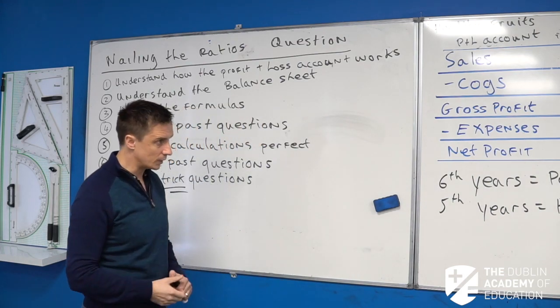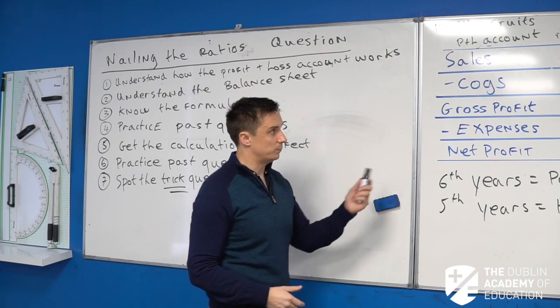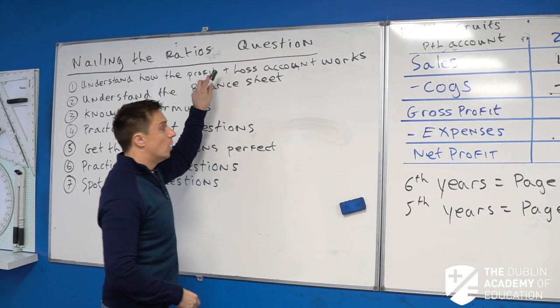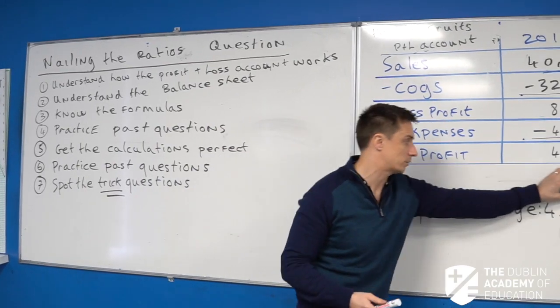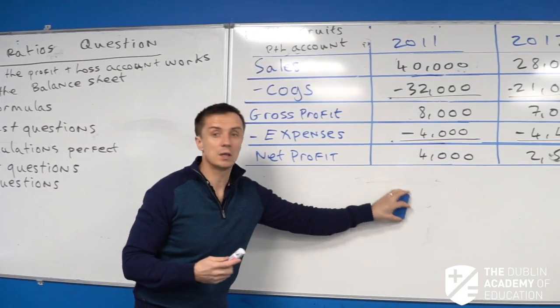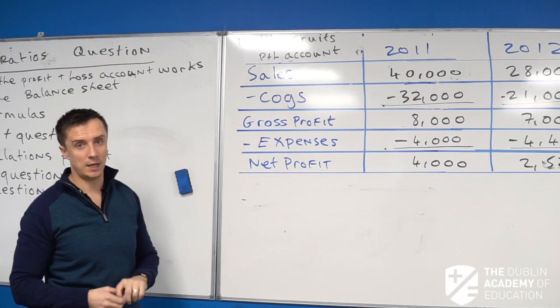Right, let's go for it here. So if you guys follow me up here, this is the first step we're going to do. Understand how the profit and loss account works, okay? And you'll see why later on when practicing the past questions, why knowing this is absolutely essential, right?